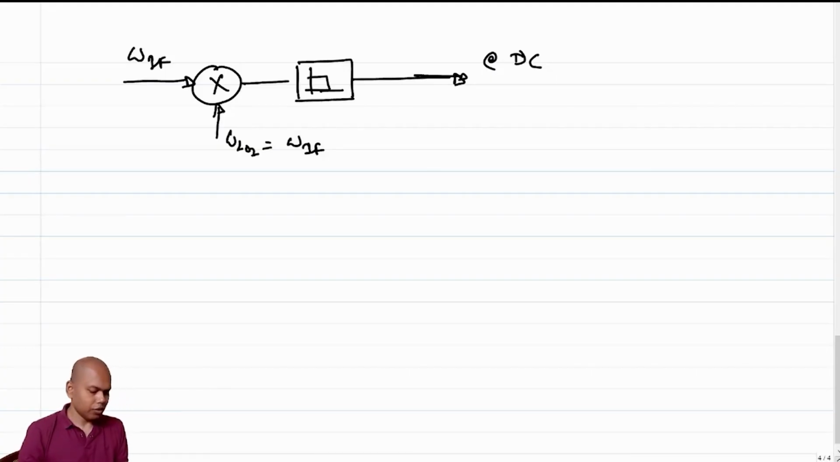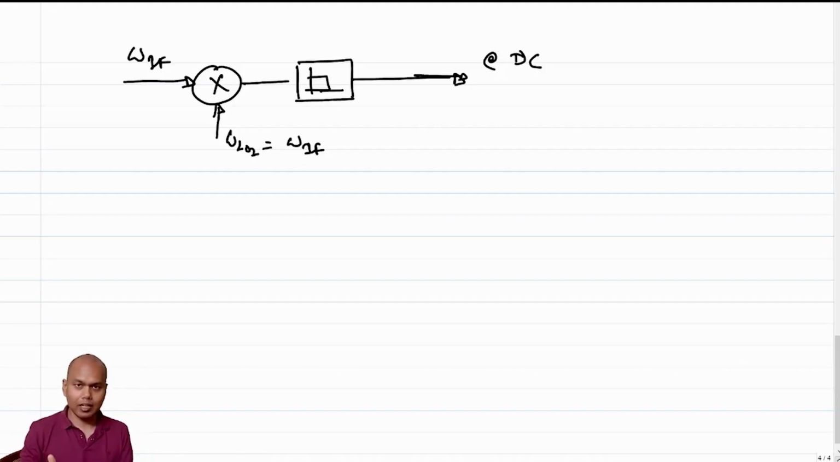So your heterodyne receivers are typically called super heterodyne receivers. That's why I have two sets of down conversion, right? One to convert it to omega IF, which is the intermediate frequency, and the second down conversion is from the intermediate frequency to DC.